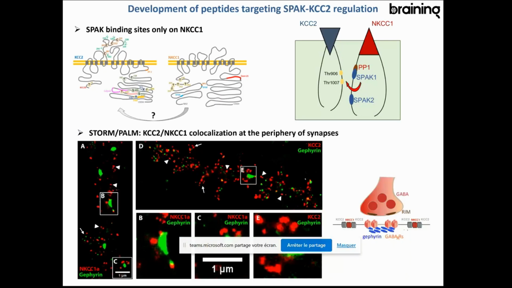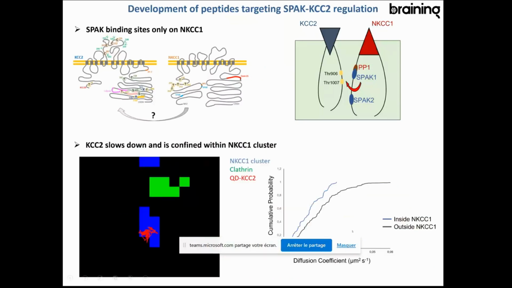And using STORM PALM imaging, we could show that the transporters, KCC2 and NKCC1, colocalize at the periphery of the synapse. So that's how we represent them. And using single particle tracking, we could also show that KCC2 is spending more time in an NKCC1 cluster, and it's also slowed down and confined within this cluster, but it can escape this cluster and goes faster in the membrane.